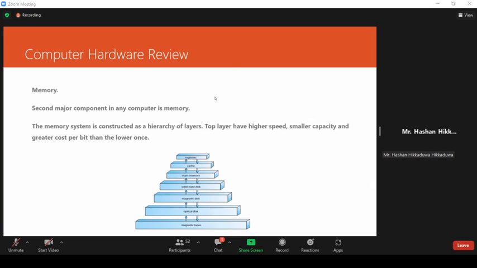Okay, I'm going to ask you a simple question. What is the difference between the solid state drive and hard disk drive? If you take a solid state drive, you can take a hard disk drive. What are the differences? Any answers?